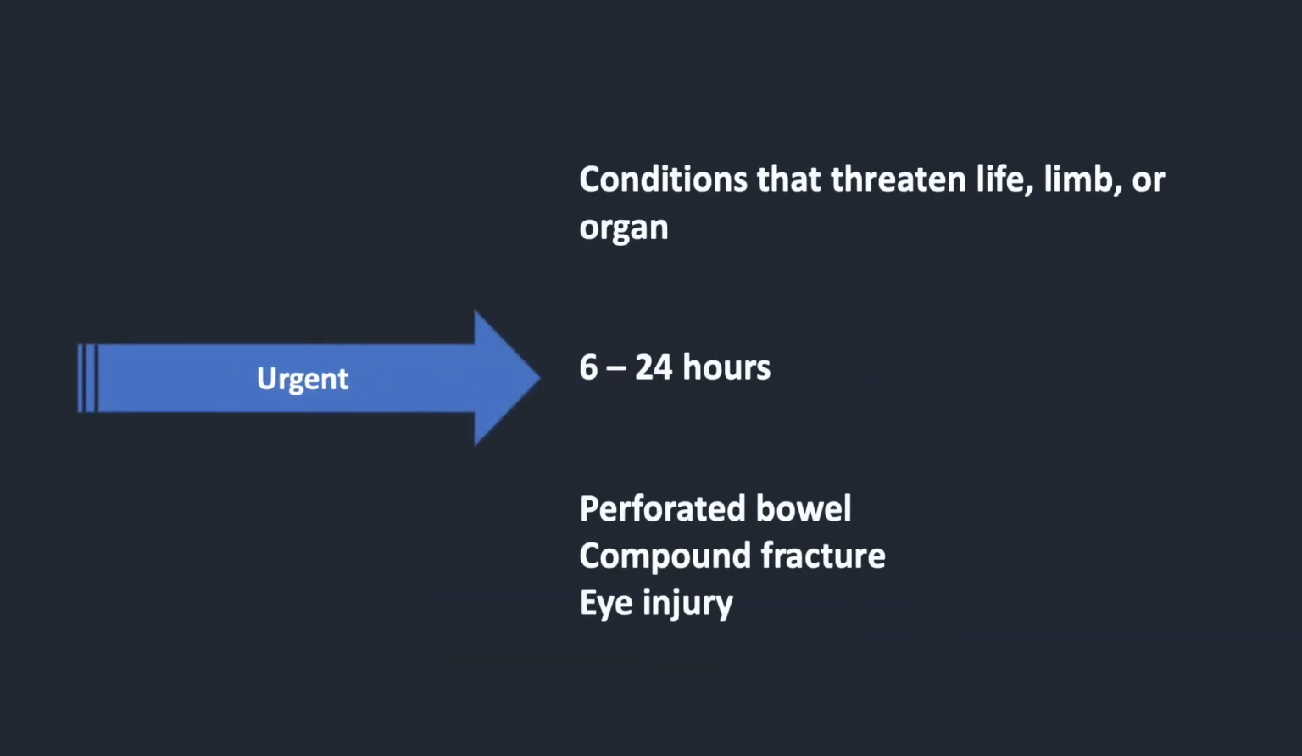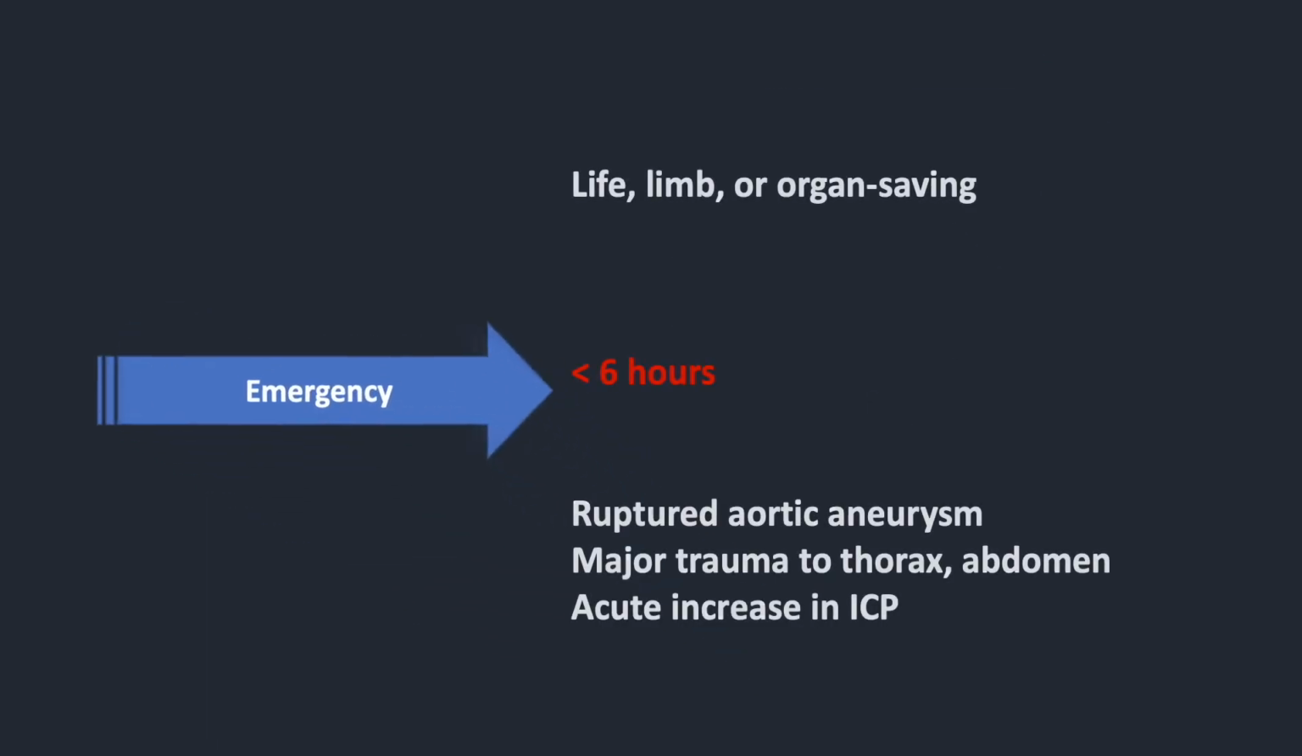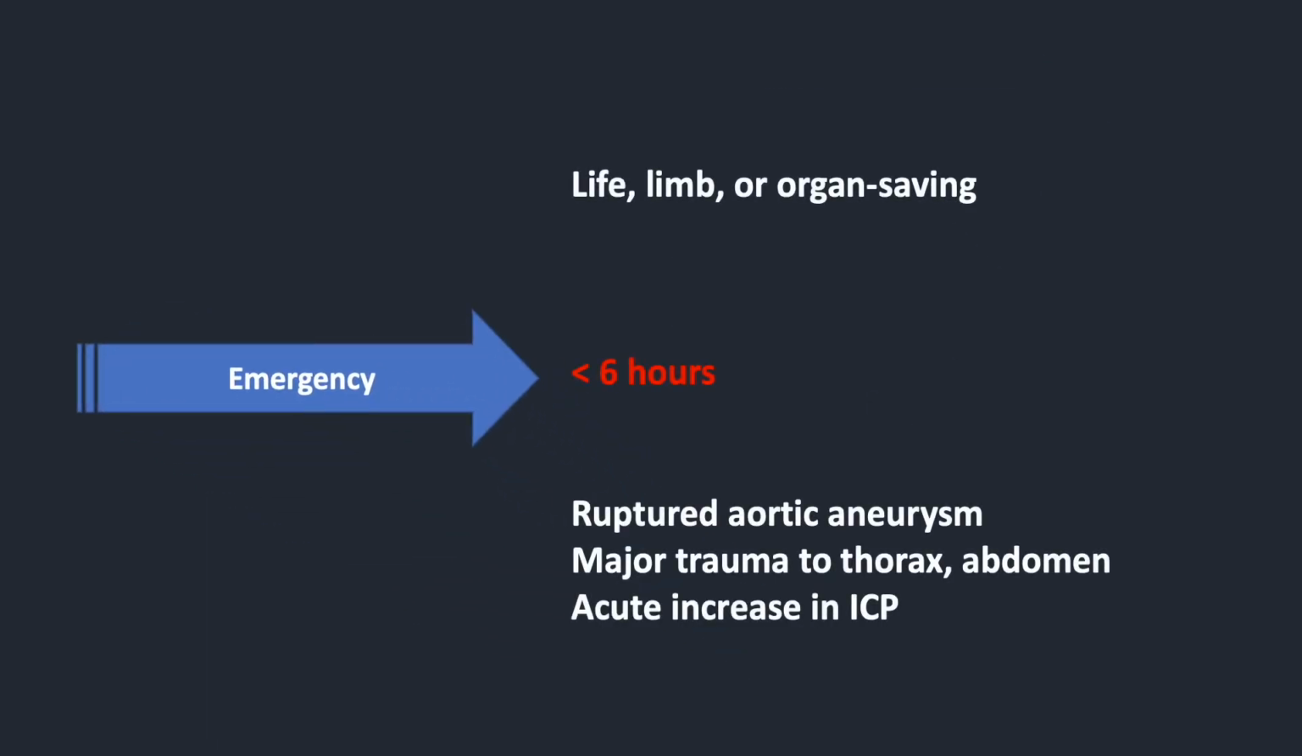For urgent, these are procedures that need to be done within 6 to 24 hours. These are conditions that threaten life, limb, or organ. Examples of which are perforated bowel, compound fracture, and eye injury. Now, for emergency cases, these have to be done within 6 hours. These are life, limb, or organ-saving procedures.